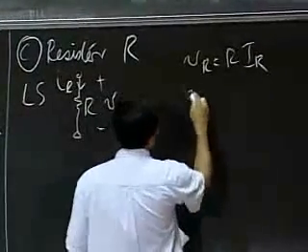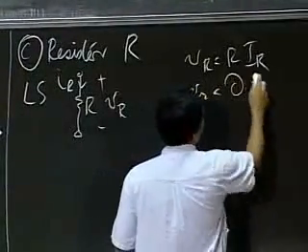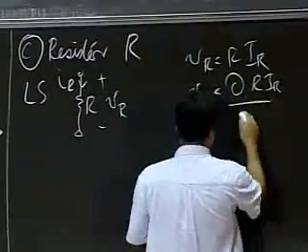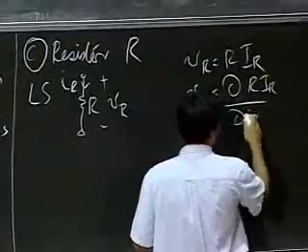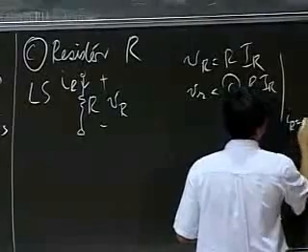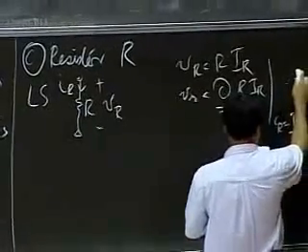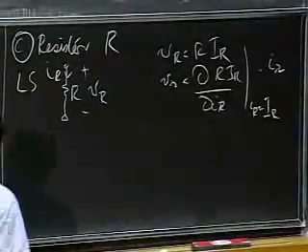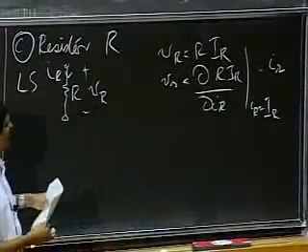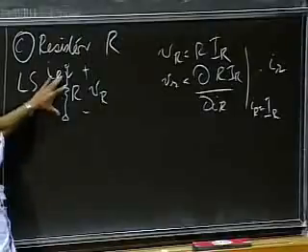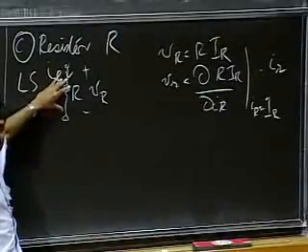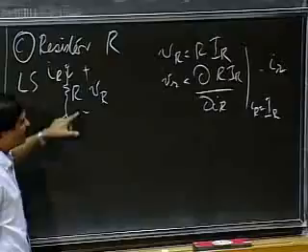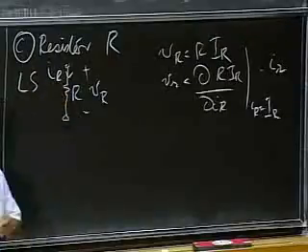And to find the small signal equivalent, I do del of R IR divided by del IR, for IR calculated at some constant value, times small iR. So what I'm looking to do is to find out what is the change in the voltage across R for a small perturbation in the current.